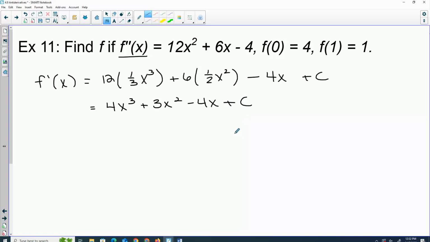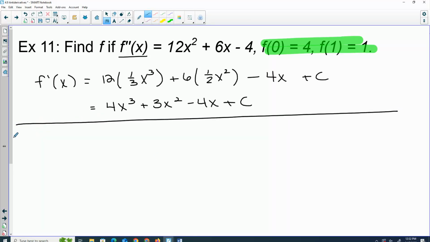And how could you always check those? Do the derivative and see if you get it back. But I'm giving you some more information. However, the information I'm giving you applies to the original function. So what do we need to do at this point? There's my first derivative, so if I want the function itself, we do the antiderivative of that.